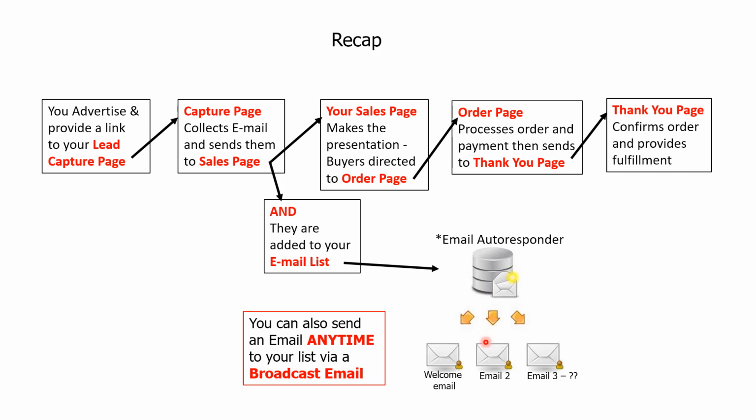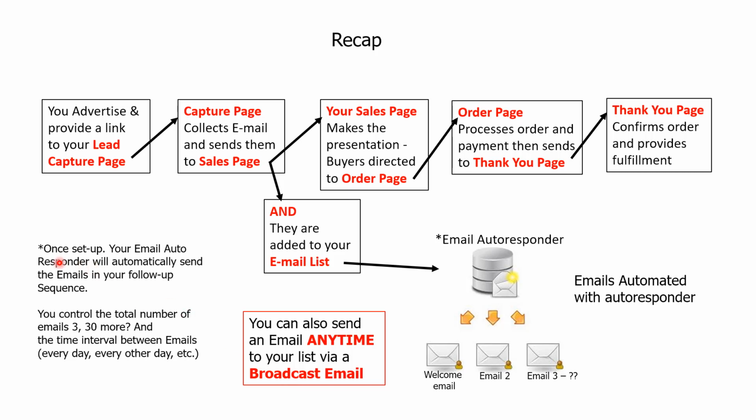They're going to get another email, a second email, whether it's a day later or 2 days later. Again, you control this. And then email 3, 4, 5. It really depends on how many emails you want to pre-set up in this sequence. And your email autoresponder is going to take care of all of this automatically for you. Once you set it up, your email autoresponder will automatically send those emails in your follow-up sequence, and you can control the number of those emails.